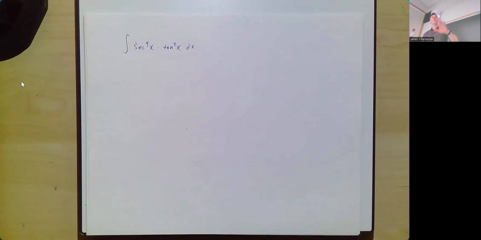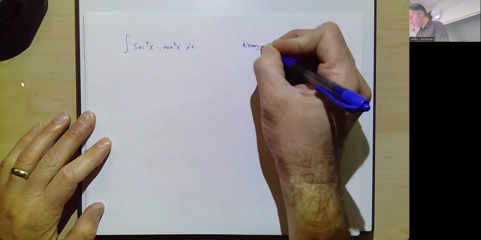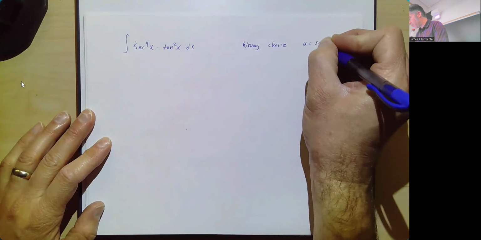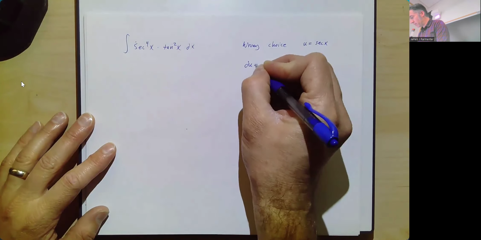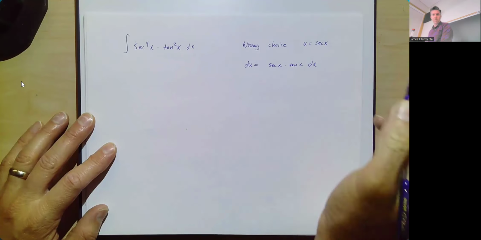So let's make the wrong choice here. The wrong choice here is going to be letting u equal secant of x. And I'm going to do it the other way. Let's see why it's the wrong choice. So du is going to be secant x times tangent x times dx.